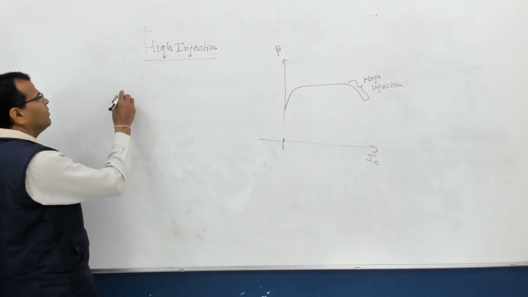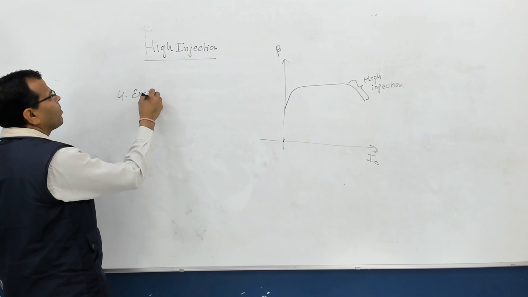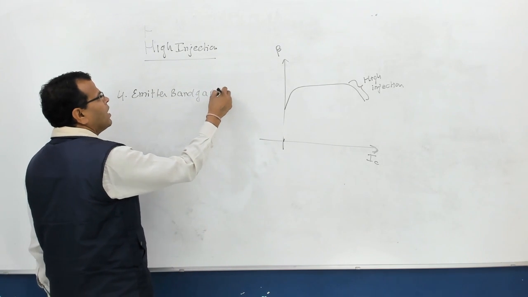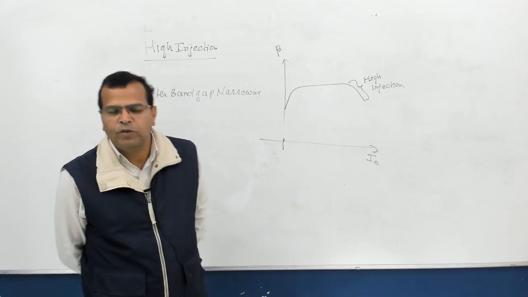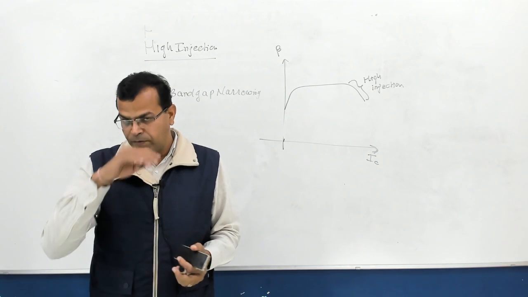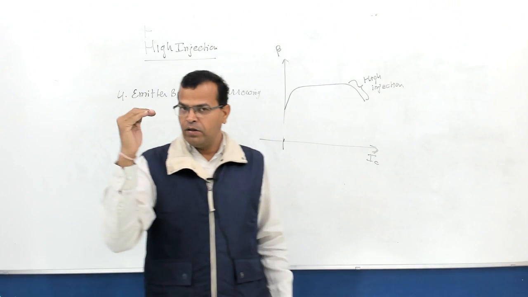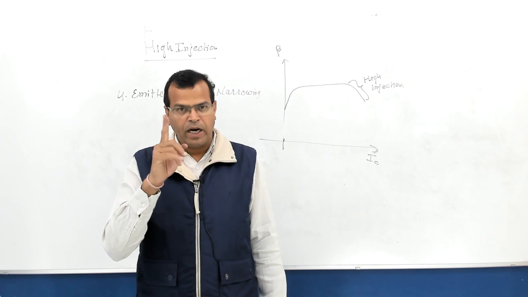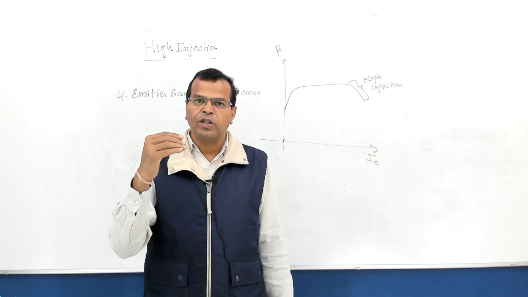Then the third, the fourth and last one, is known as emitter band gap narrowing. Again, this is not a very important topic, but emitter band gap narrowing means what? When you increase the doping level in the emitter, when the doping level in the emitter becomes very high, what will happen? Suppose you talk about an NPN transistor. So in an NPN transistor, the emitter is N-type. So what is the impurity? Donor.